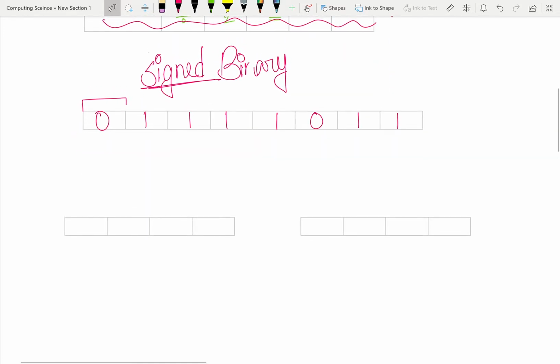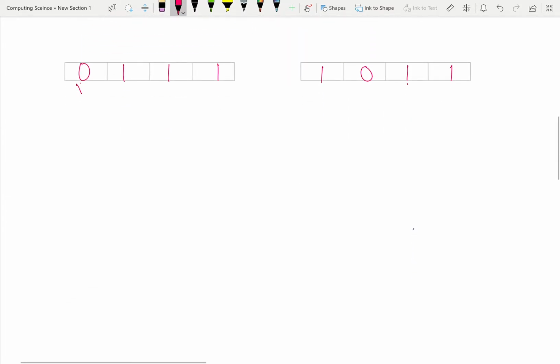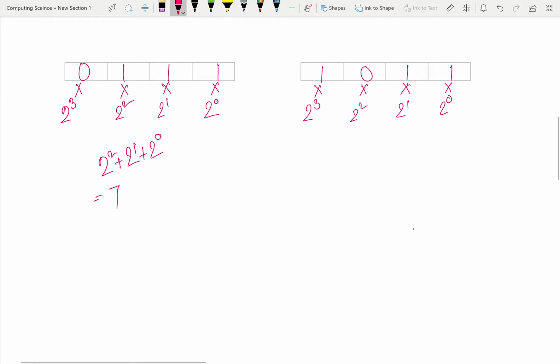After that, we try to change it into hexadecimal. It's so simple. So 0, 1, 1, 1, then 1, 0, 1, 1. We multiply by the corresponding 2 to the power 3, 2 to the power 2, 2 to the power 1, and 2 to the power 0. For the first group, it comes as 2 to the power 2 plus 2 to the power 1 plus 2 to the power 0, which is 7.